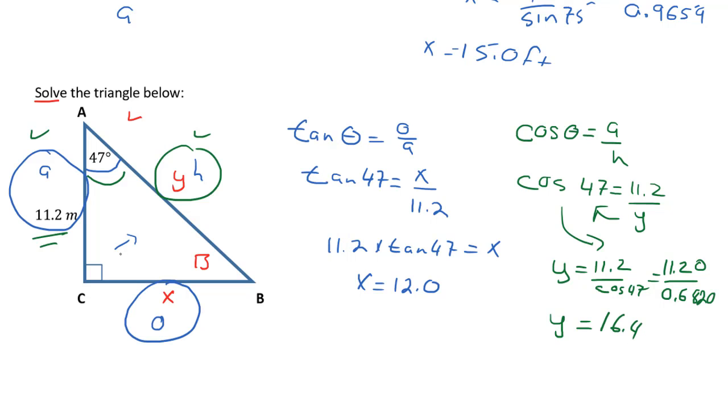We're just about done. We now know that y is 16.4, and we know that x is 12.0. The only thing we don't know is b. We don't need a trig function to calculate b because we know that all the angles inside of a triangle add up to 180, and we have 47 here, we have 90 here. That means that b must equal 43 degrees.